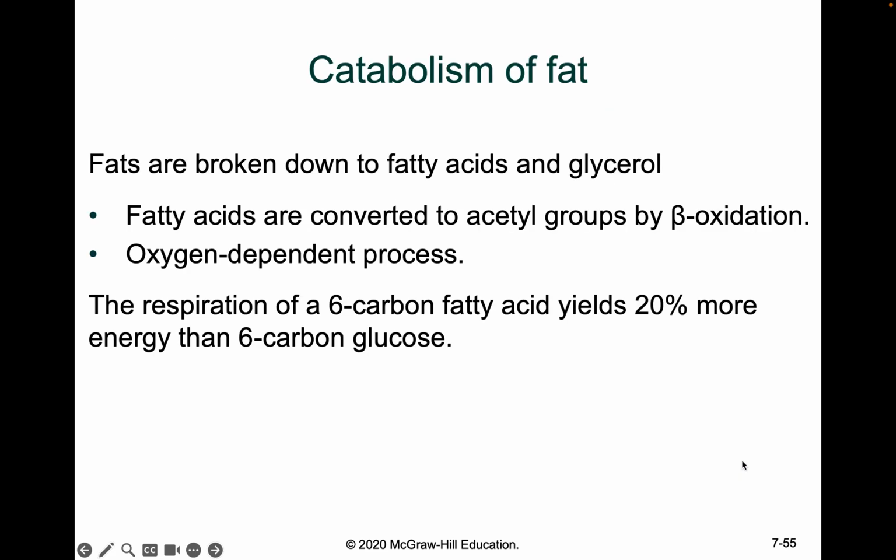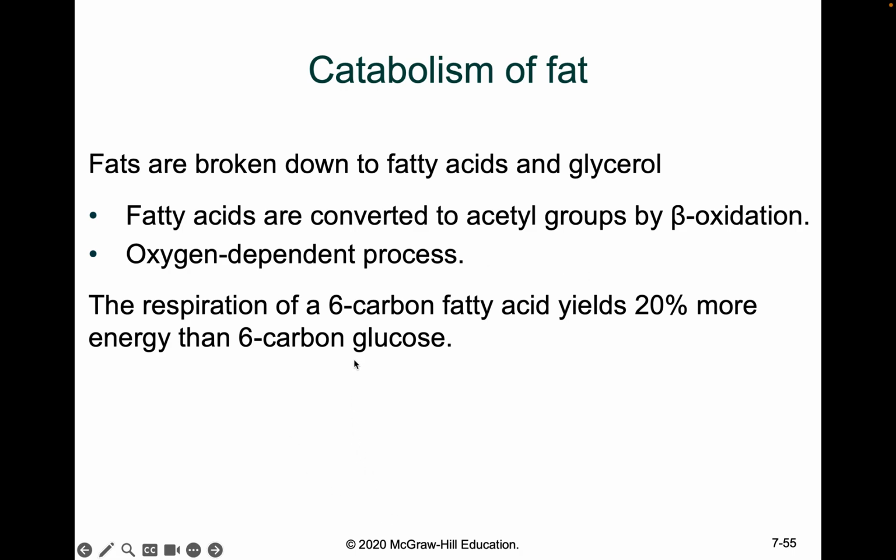So this is why a six carbon fatty acid can yield more energy, because they can actually create many more acetyl CoAs. Here, the six carbon glucose will only produce two acetyl CoAs, as we learned. A six carbon fatty acid actually can give us three. Yes, it can give us three. So that's why it can go through one more round of the Krebs cycle.